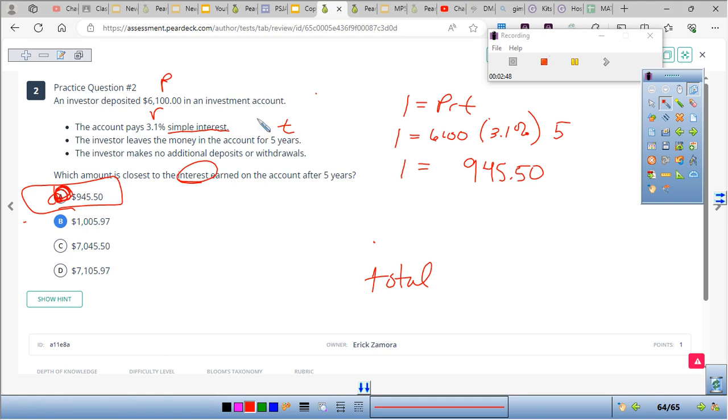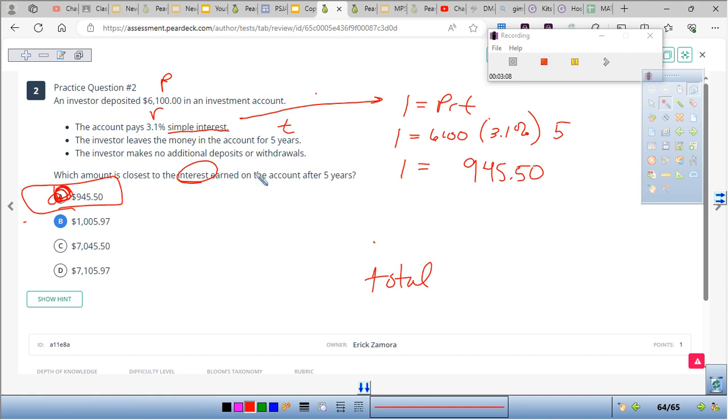Okay, practice question 2. An investor deposited 6,100, so that's going to be my principal, in an investment account. The account pays 3.1% simple interest. So simple interest, we're going to use I equals PRT. That's my principal, my rate. The investor leaves the money in the account for 5 years, so that's going to be my term. The investor makes no additional deposits or withdrawals, so it's just going to stay there, and we don't add or subtract anything from it.